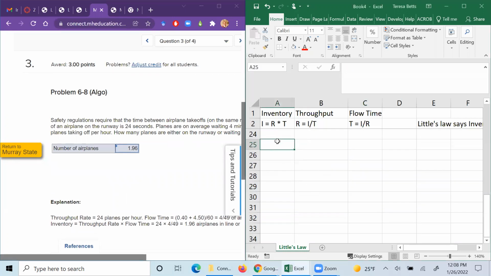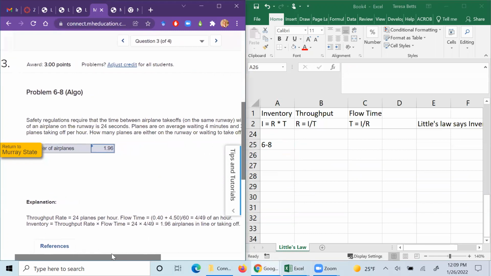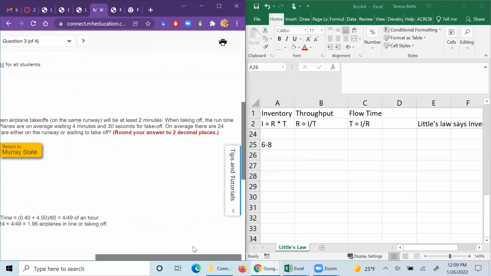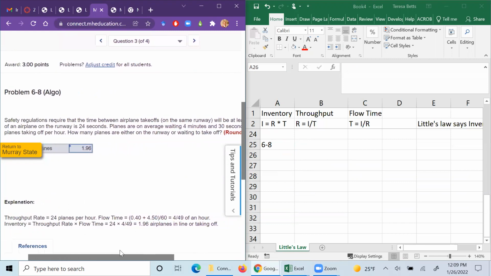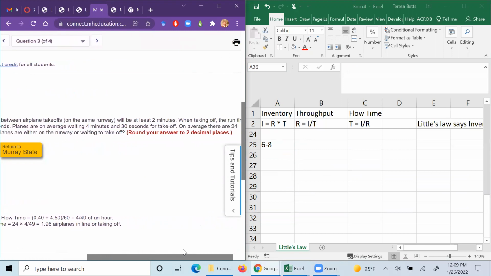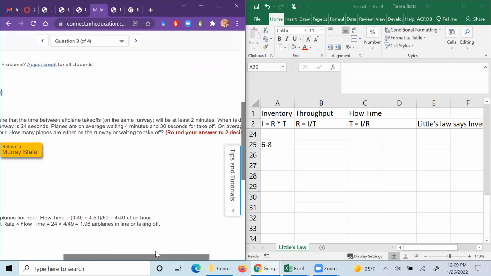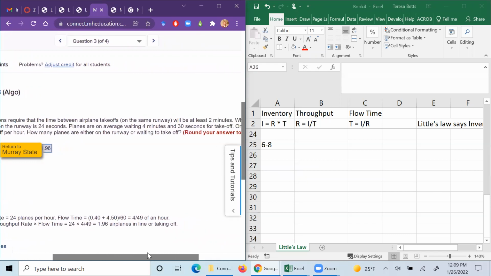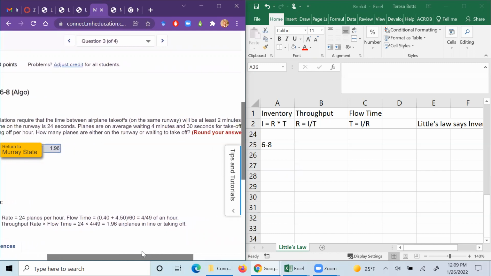So the next problem is 6.8. And it says, safety regulations require that the time between airplane takeoffs on the same runway will be at least 2 minutes. When taking off, the runway time of an airplane on the runway is 24 seconds. Planes are on average waiting 4 minutes and 30 seconds for takeoff. On average, there are 24 planes taking off per hour. How many planes are either on the runway or waiting to take off?